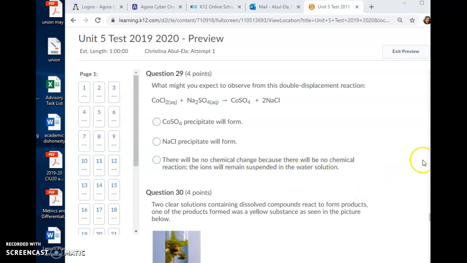This is the Unit 5 test recording, picking up at question number 29. What might you expect to observe from this double displacement reaction? Cobalt 2 chloride plus sodium sulfate yields cobalt 2 sulfate plus sodium chloride. Cobalt 2 sulfate precipitate will form. Sodium chloride precipitate will form. There will be no chemical change because there will be no chemical reaction. The ions will remain suspended in their water solution.